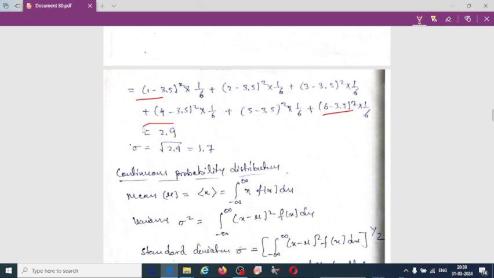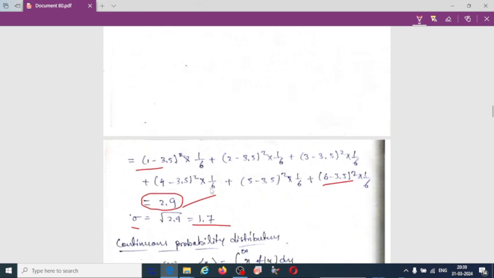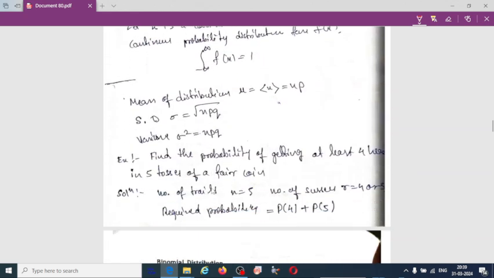So you are going to get the variance 2.9. The standard deviation is the root of the variance, that is, root of 2.9, which is equal to 1.7. So like that you have to solve the given problem on the discrete probability distribution. Next one, continuous probability distribution.